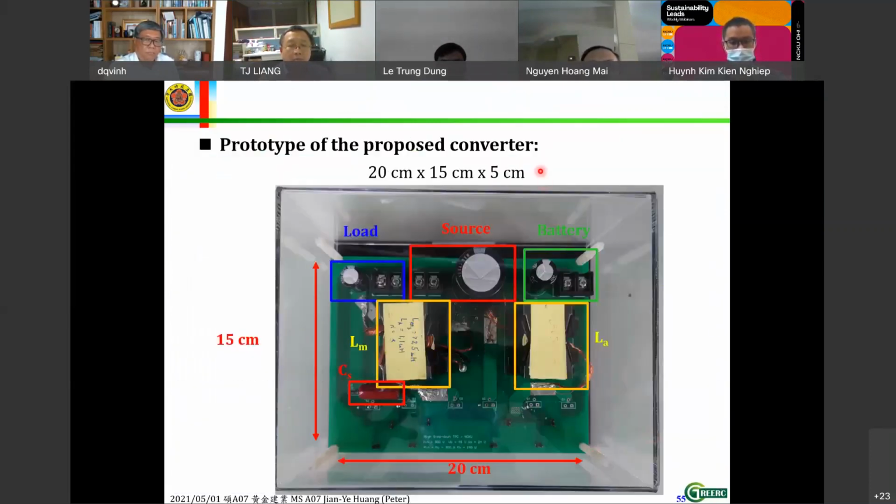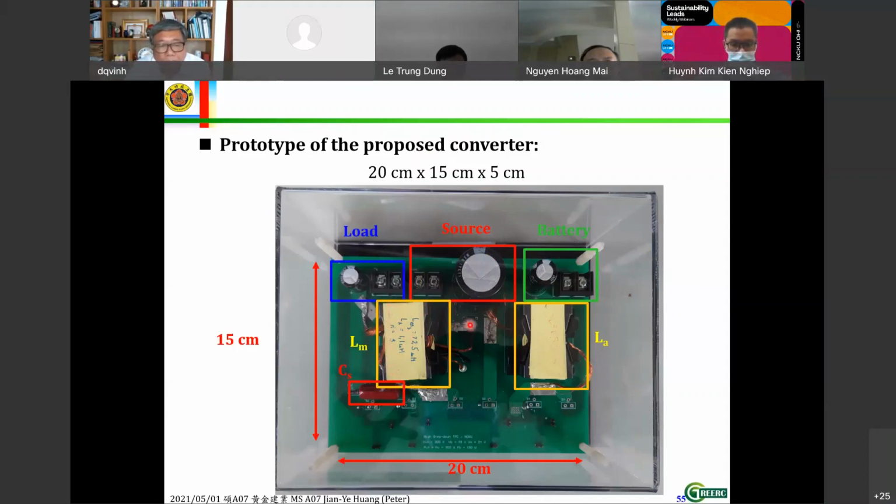This is the prototype of the Ropost converter. It has a size of 20 times 15 times 5 centimeters, and you can see that this is the source port, the high-voltage port here, and this is the battery port, and this is the load port, and this is the magnetizing inductance LM, and this is the inductor LA, and this one is the clamping capacitor CS.